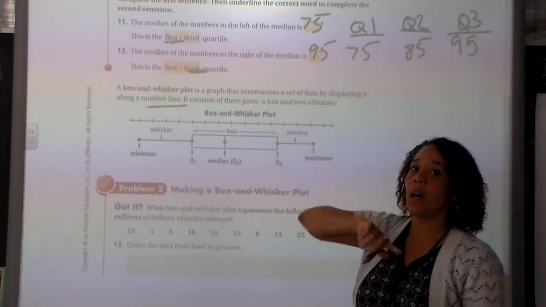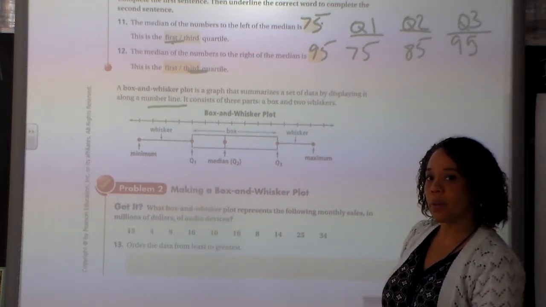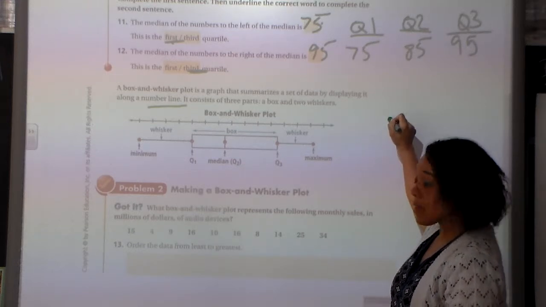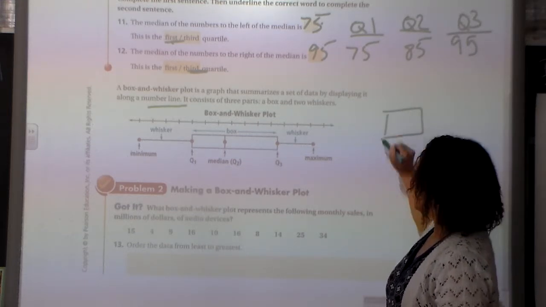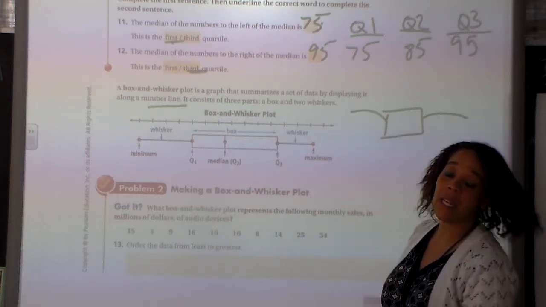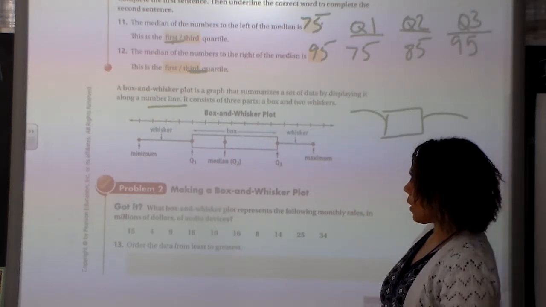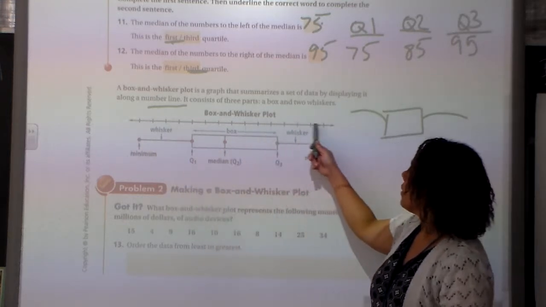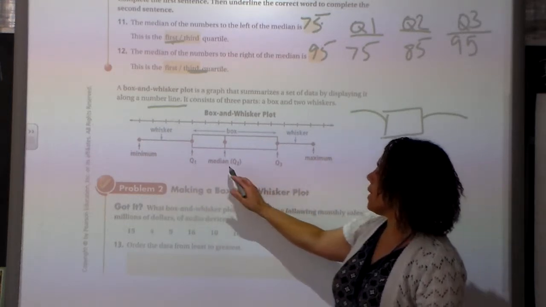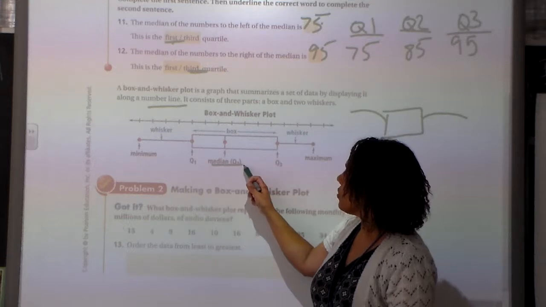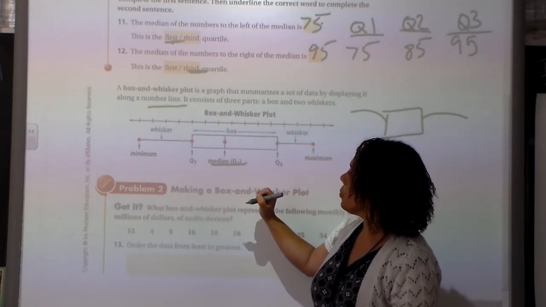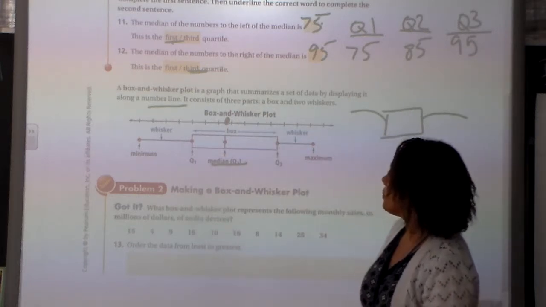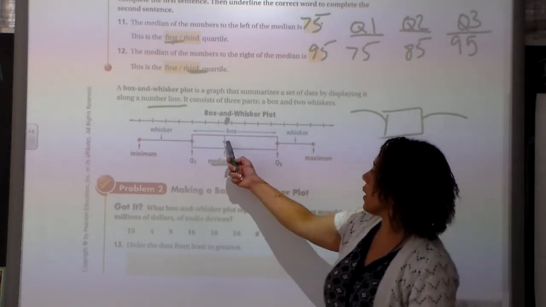So a box and whisker plot starts with a number line. It consists of 3 parts: a box and 2 whiskers. Whiskers kind of come out like that, okay? So here's how it looks. Here is your number line, and your median, wherever your Q2 is, is where you would put a dot. So let's say here. They have one listed right here.